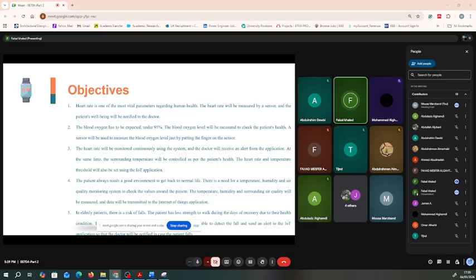A sensor will be used to measure the blood oxygen level just by putting the finger on the sensor. When the patient puts his finger and the level is under 95, an alarm or message comes to the doctor. The third is that the heart rate will be monitored using the system, and the doctor will receive an alert from the application at the same time. The surrounding temperature, the temperature of the room, will be controlled as per the patient's health.